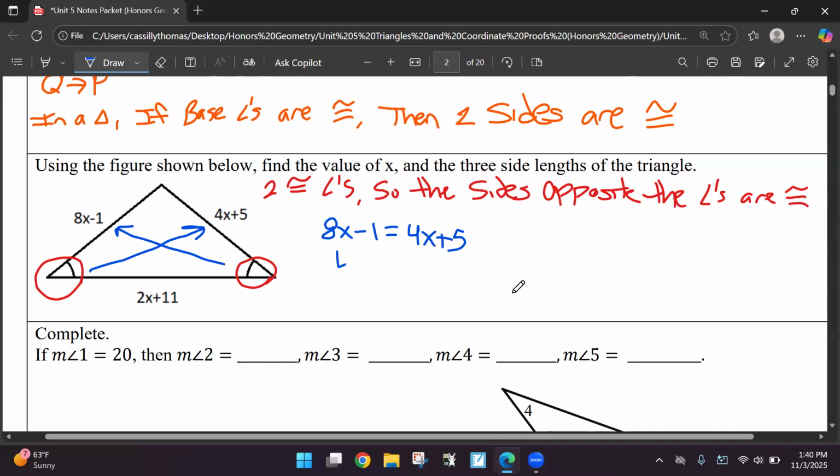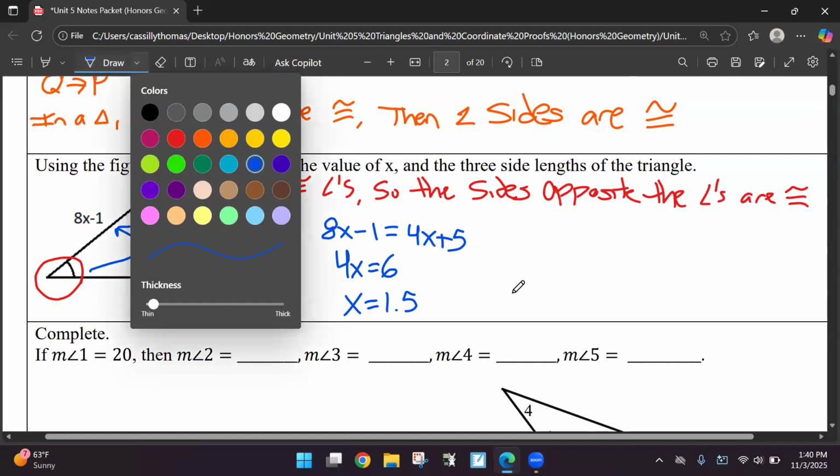Subtract the 4x on both sides. Add the 1 to both sides. We're going to say 4x equals 6. Divide by 4, and we have x equals 1.5. So we got a decimal. Big deal. Get over it.